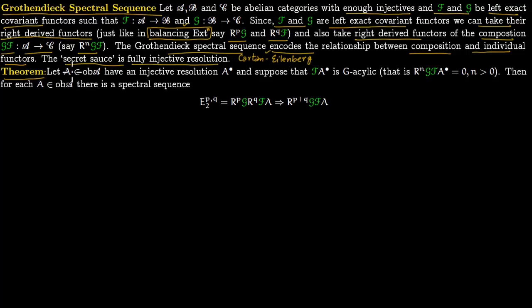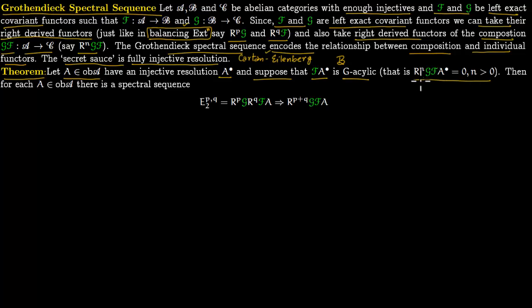Say you have an object A in category A, and then you can form its injective resolution like this, a complex. Just like we formed one in the lecture on balancing Ext, you apply the functor F to it. Once you apply functor F, you are now working in category B, and we suppose that this is G-acyclic. That is, the right derived functors are 0 for n greater than 0.